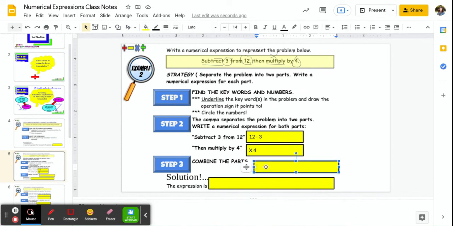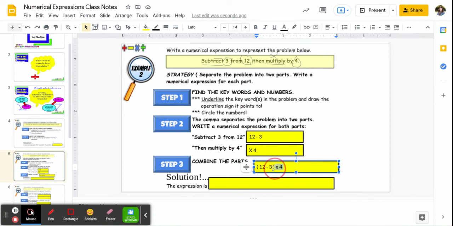So now I'm going to combine the parts. This is where I ask myself, what am I going to do first in this problem? Well, the comma helps to tell me which part to do first. It broke my problem into 2 parts. Notice from that, I can see what I need to do first is my subtraction. The parentheses say do me first. So I'm going to put that 12 minus 3 in parentheses because that says do me first. And sure enough, in my expression, I'm to do that first. Then, that transition word says that this should be done second. Then I'm going to multiply by 4.